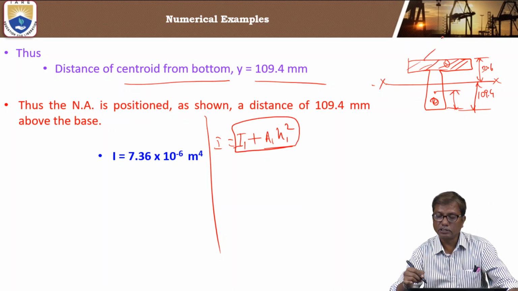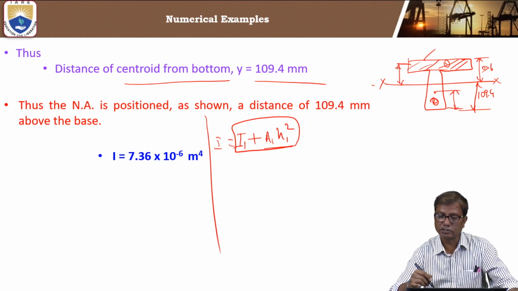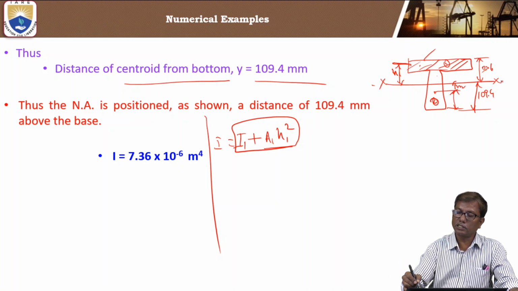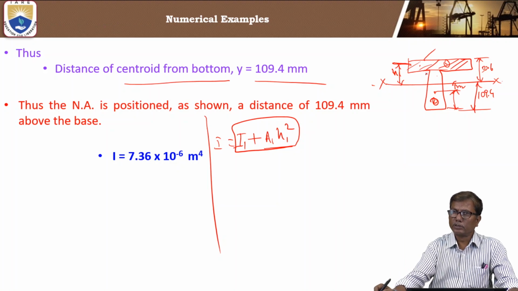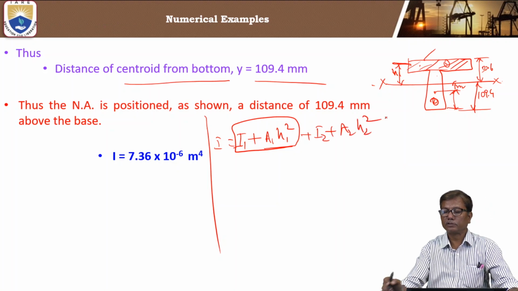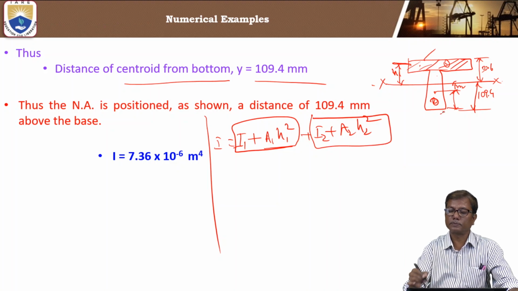A1 means area of flange and H1 is the distance between the centroidal axis of the T section as a whole and the centroidal axis of the flange portion. Similarly, H2 is the distance between the centroidal axis of web and centroidal axis of the section X. Plus I2 plus A2 H2 square. This is for the web portion.